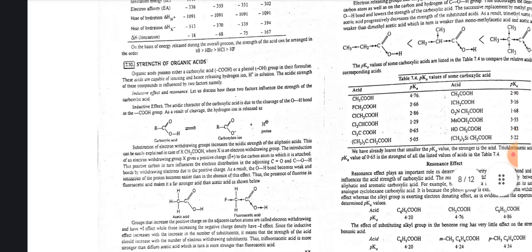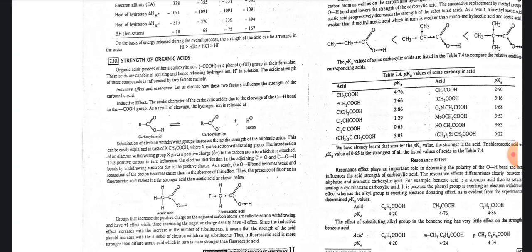Strength of organic acids. Organic acids possess either a carboxylic acid or a phenol group in their formulae. These acids are capable of ionizing and hence releasing hydrogen ion, H+, in solution. The acidic strength of these compounds is influenced by two factors, namely inductive effect and resonance. Let us discuss how these two factors influence the strength of the carboxylic acid.